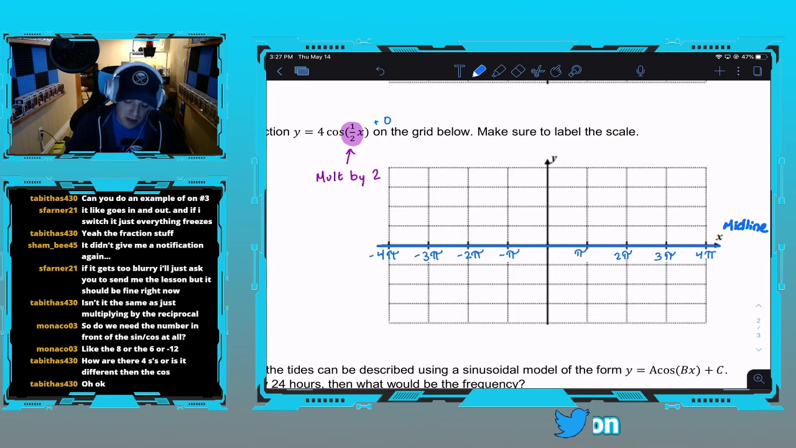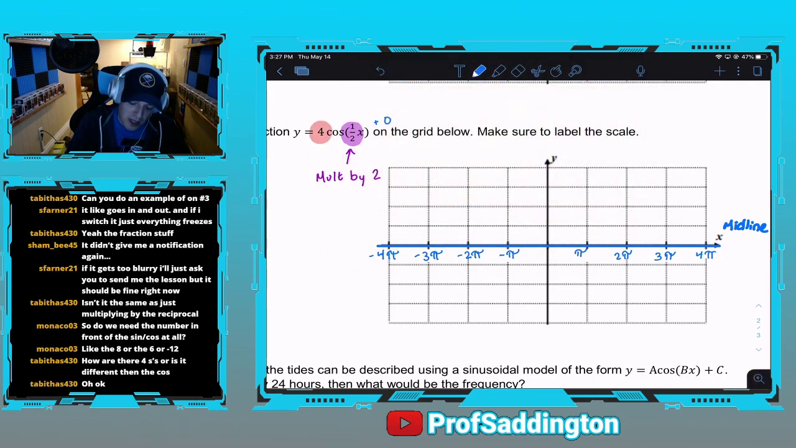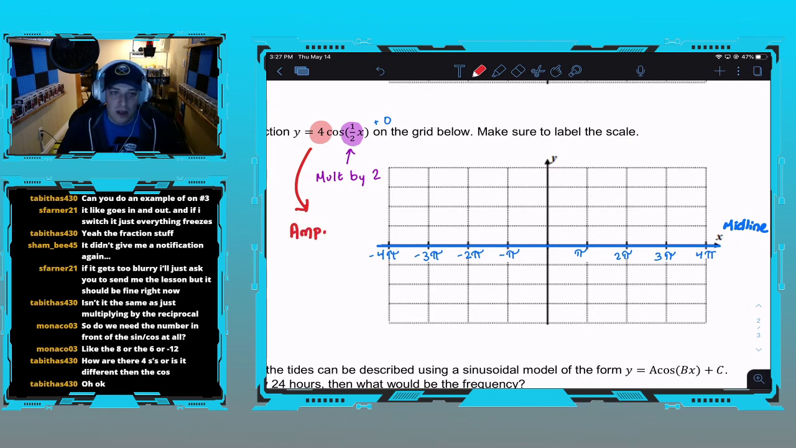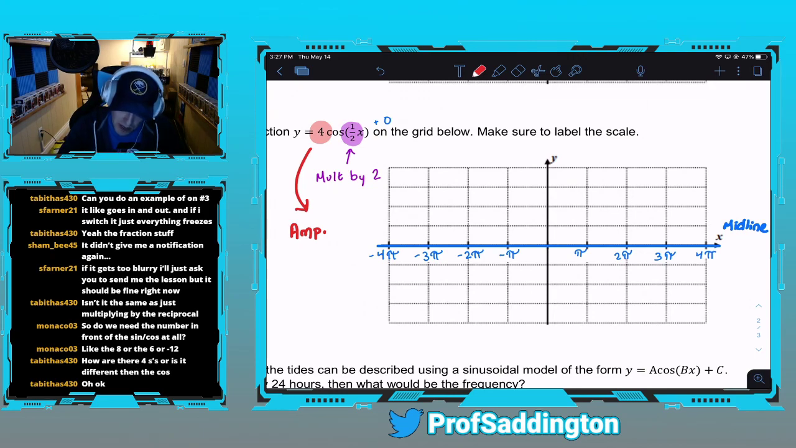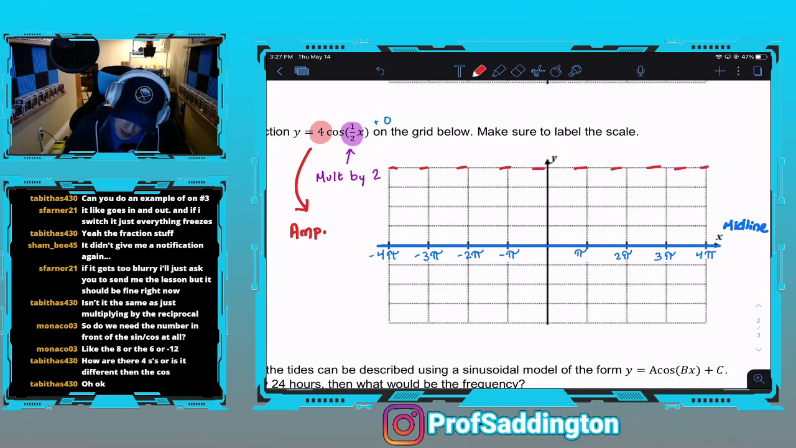From that midline, we have to do the amplitude. So in this case, the amplitude is 4. Because the amplitude is 4, it's telling us that we have to go up 4 and we have to go down 4 from the midline. So if I go up 4, I'm going to be at the top of the graph. If I go down 4, it looks like I'm just at the bottom of the graph.